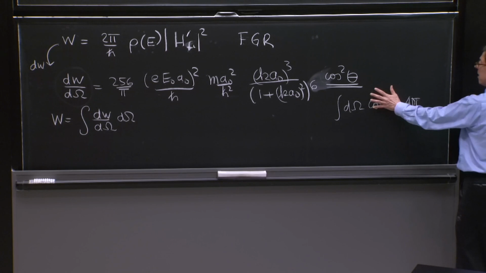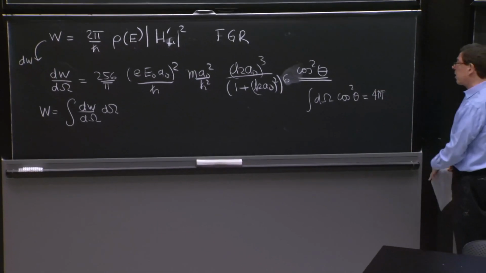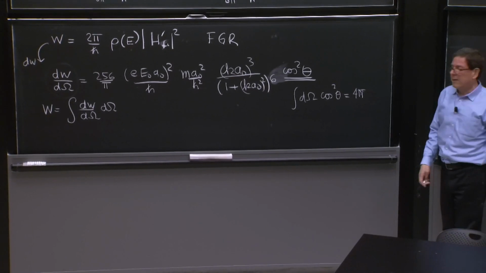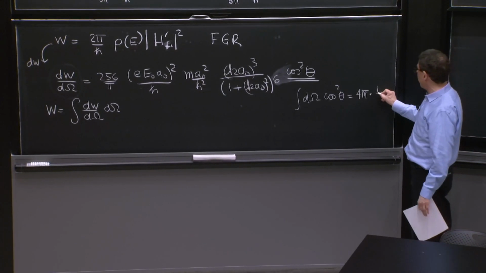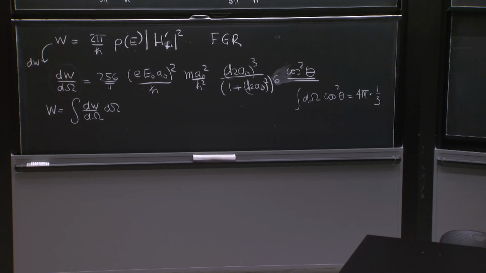If you didn't have the cosine squared, you would have the 4 pi. But due to the cosine squared, this is multiplied by 1/3. You can do the calculation. It just doesn't take any real time.